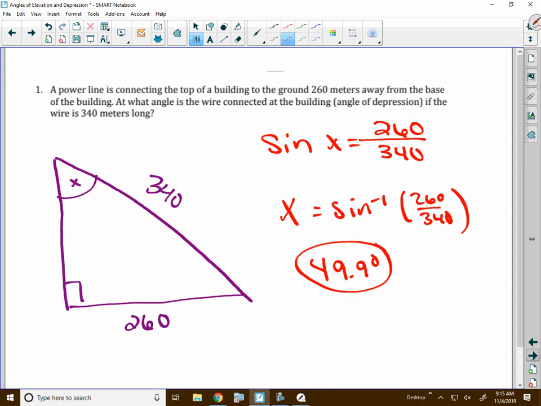If you're not getting that, we probably need to change the settings in your calculator. If you didn't get that, we just need to get you in degree mode. Press mode, go down to the fourth line, and make sure it's degree.